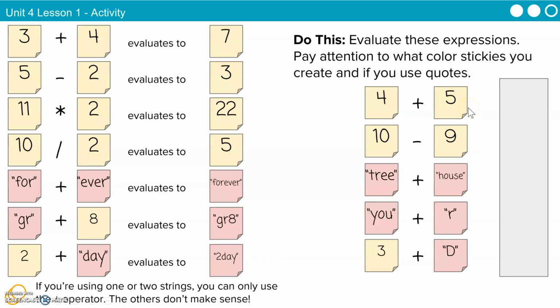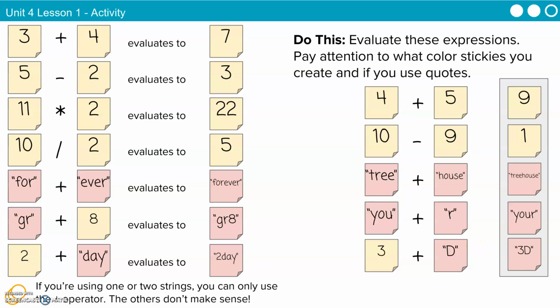So over here on the left, let's try it. Let's see what happens when we say 4 plus 5, we know what that is. You're going to have to answer then. What happens when we just take 10 minus 9? That's just 1. You probably got that right. If we take "tree" plus "house", we get "treehouse". What happens when you take "your" plus "r"? You give me the answer for that. And then also what happens when we take the number 3 and we add "d" to it? Did you get "3d"? If you did, good job. Let's keep going.